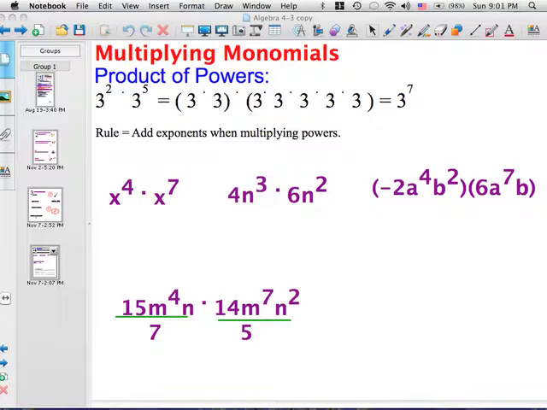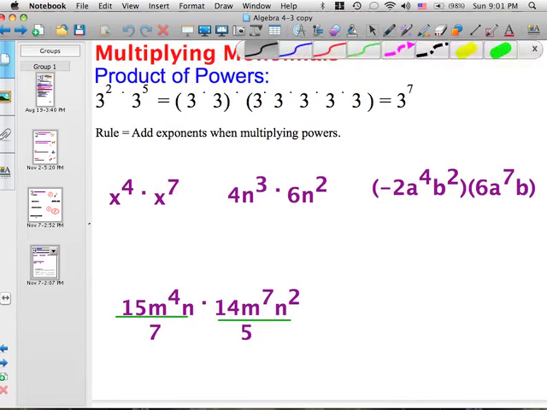If you remember from last year, if I have 3 to the second times 3 to the fifth, that's 3 times 3 times 5 threes. And if I collect all those, I have 7 threes, so that'd be 3 to the 7th power. Well, instead of expanding all that, it would be the same thing if I just took the 2 plus the 5 and got 3 to the 7th. So when we multiply powers that have the same bases, then we can just add the exponents.